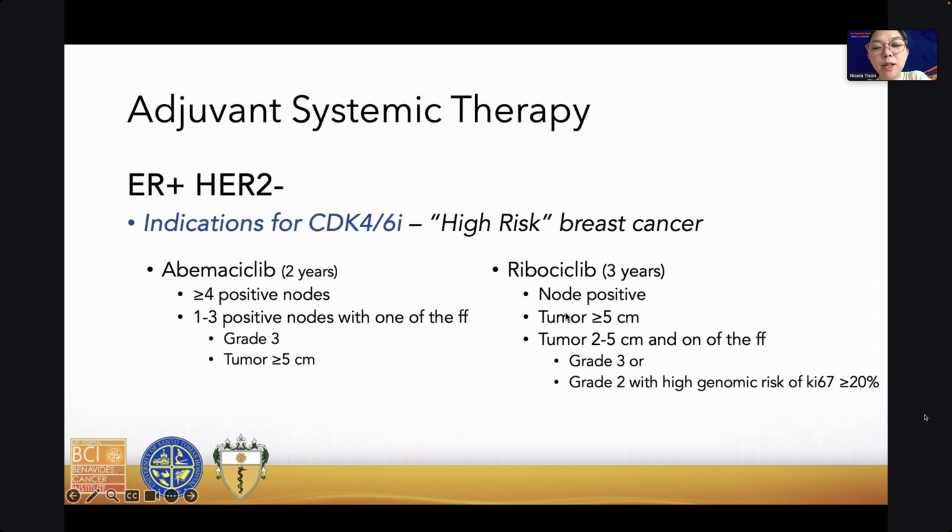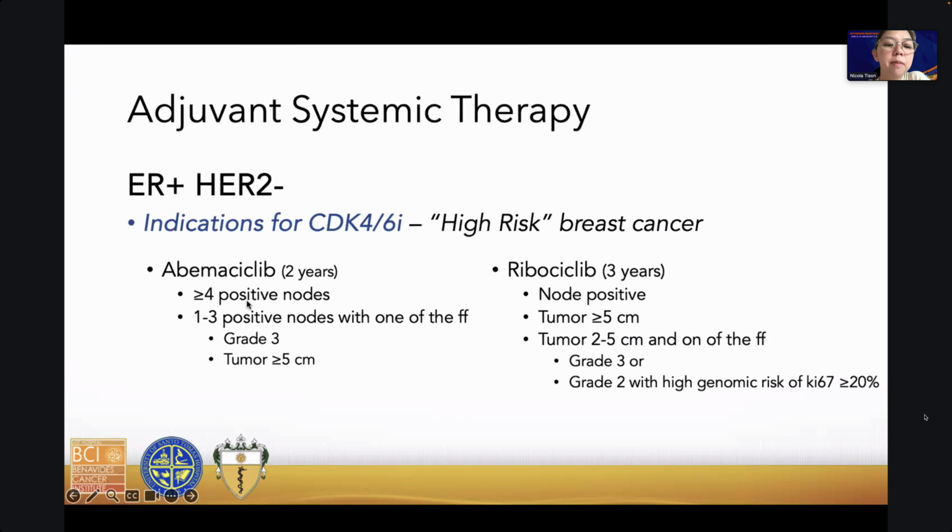Now, I added this because it's something new but it's already also standard of care. So for luminal patients with high-risk breast cancer, on top of the endocrine therapy, we also recommend adjuvant CDK4/6 inhibitors. These are also oral medications, no? So based on the NATALEE and Monarchy trial, it's really shown to add benefit. So abemaciclib is usually given for 2 years, ribociclib for 3 years, along with the anti-estrogen therapy. So these would be the indications.